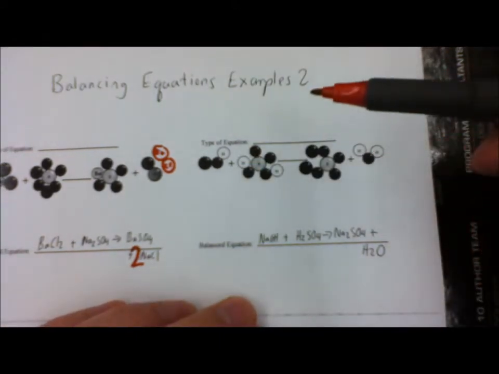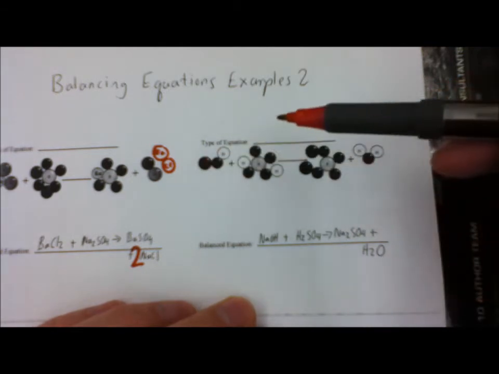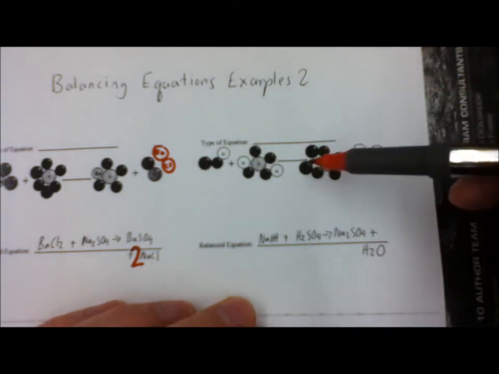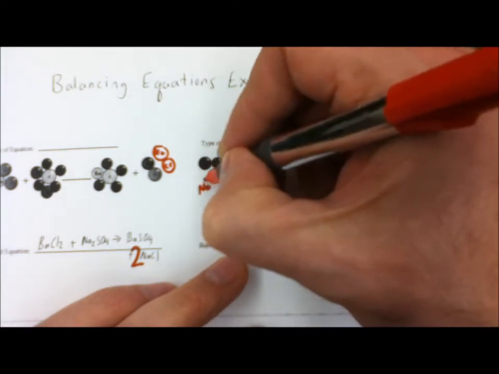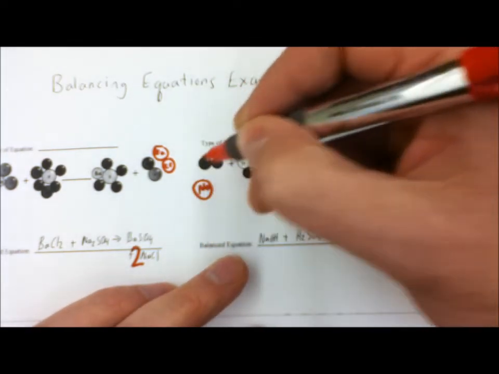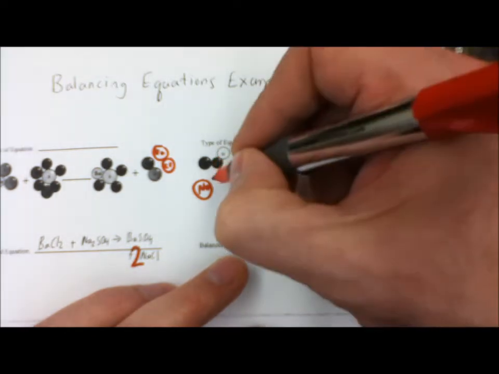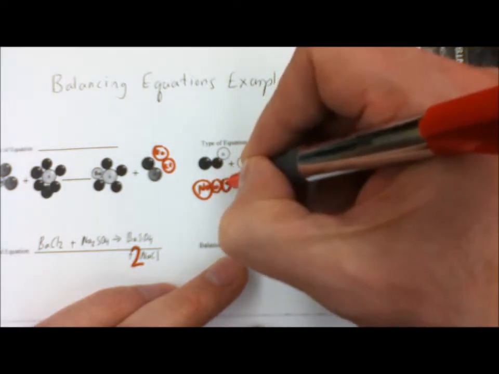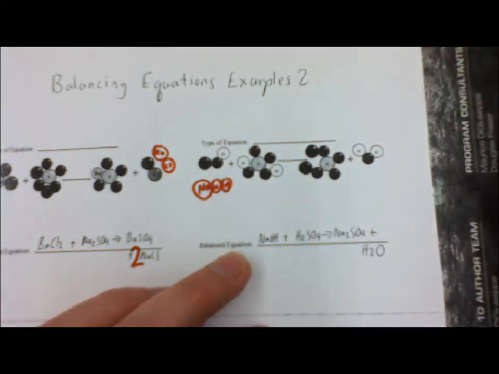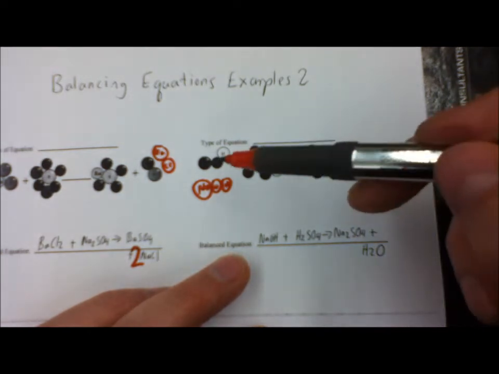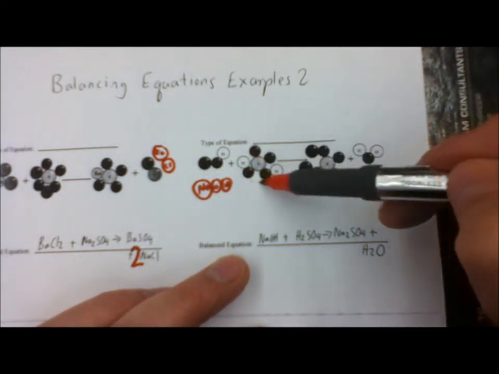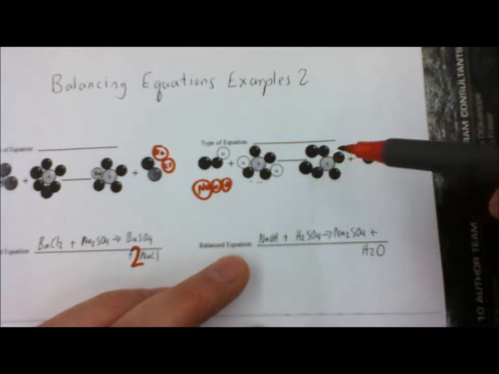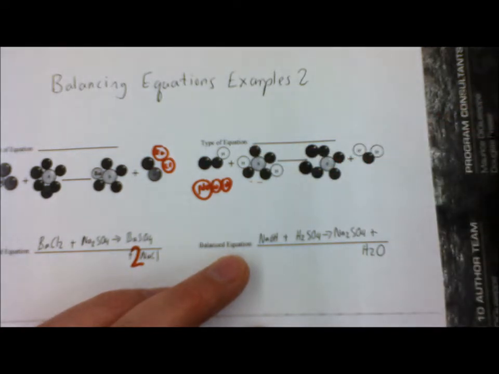So let's count the sodiums. We've got 1 sodium, 2 sodiums. Well, that's not balanced, so let's add another sodium here. But remember, we've got sodium hydroxide, NaOH here, so we want to draw the whole thing. Now we've got 2 sodiums, 2 sodiums. We've got 1 sulfate, 1 sulfate, so that works out okay.